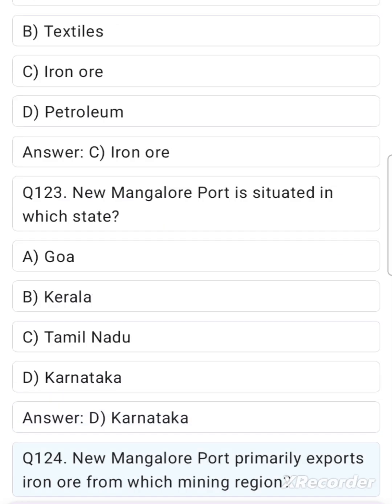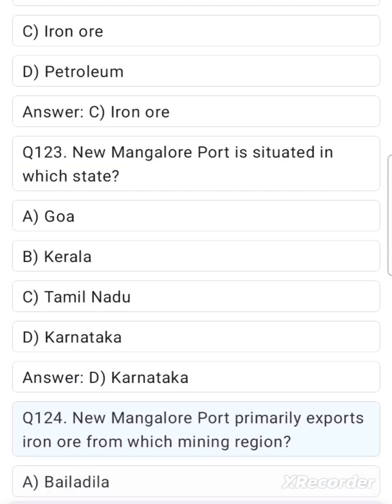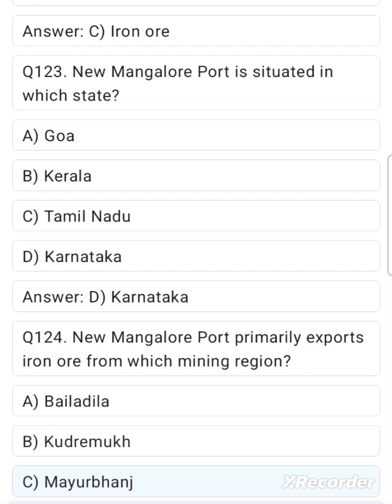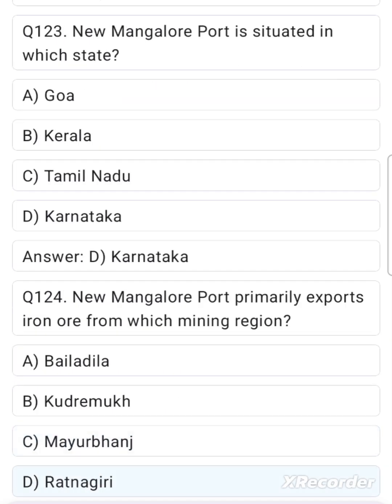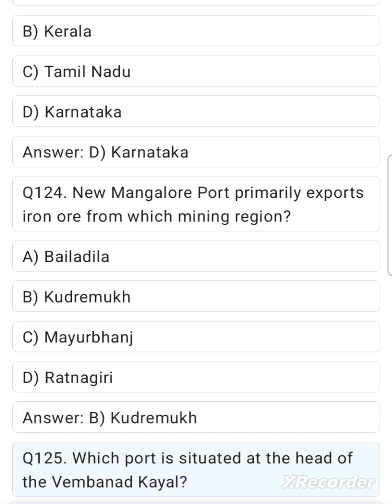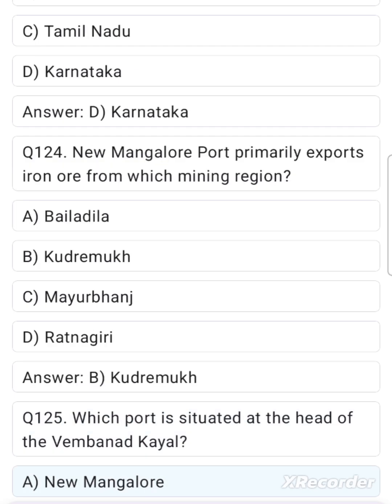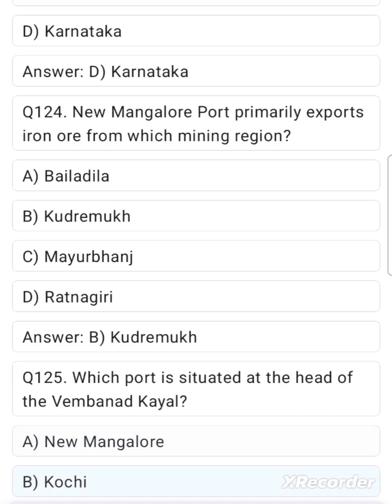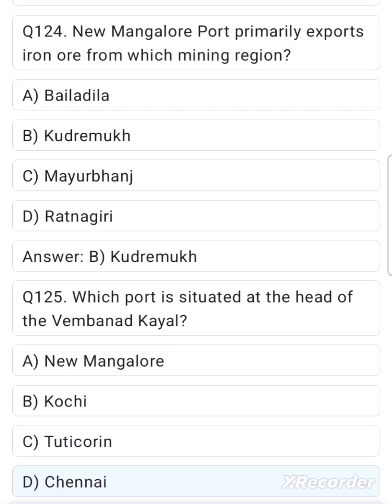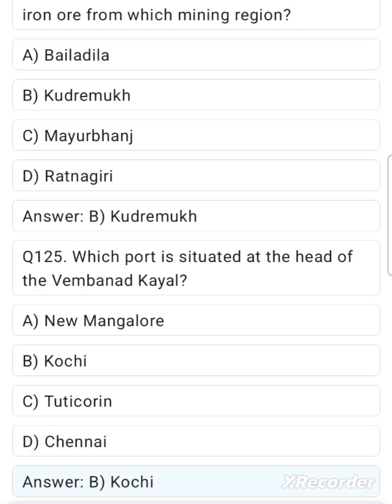Q124. New Mangalore Port primarily exports iron ore from which mining region? A. Bailadila. B. Kudremukh. C. Mayurbhanj. D. Ratnagiri. Answer B. Kudremukh. Q125. Which port is situated at the head of the Vembanad Kyle? A. New Mangalore. B. Kochi. C. Tuticorin. D. Chennai. Answer B. Kochi.